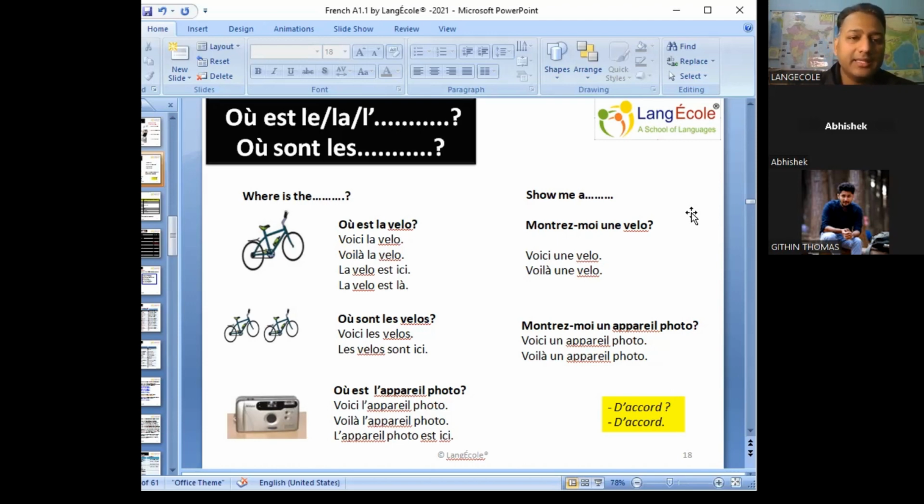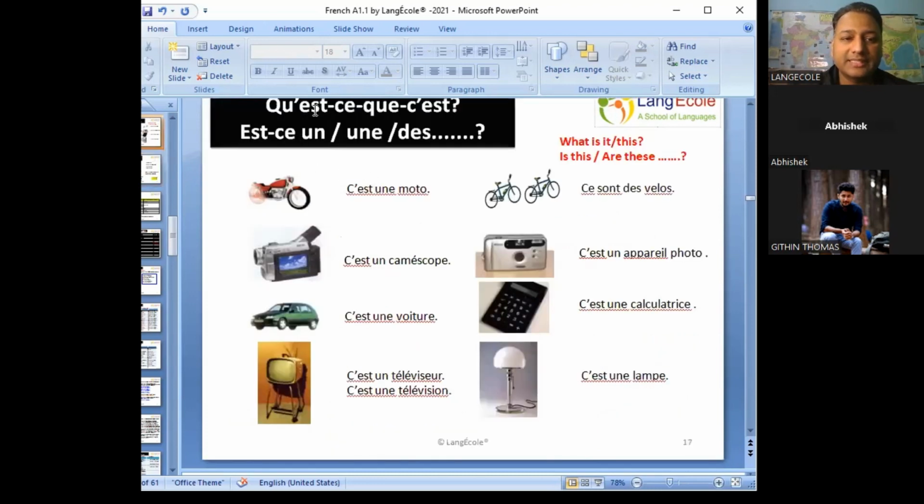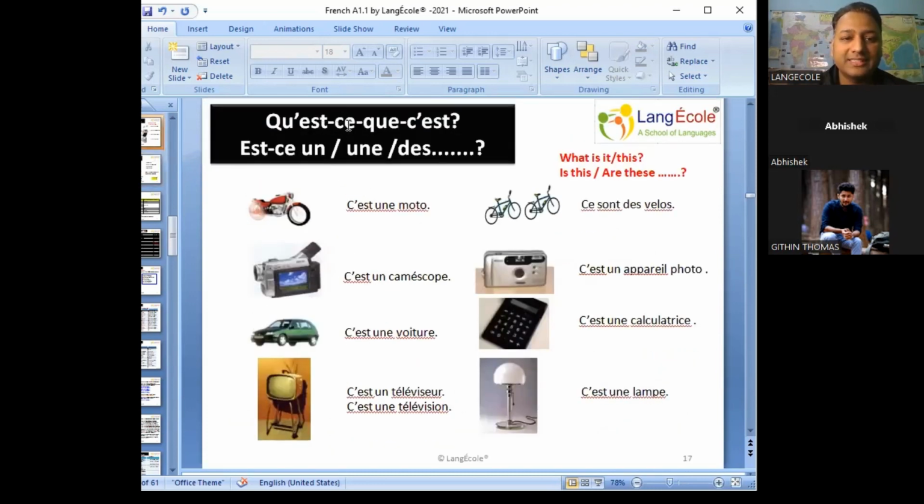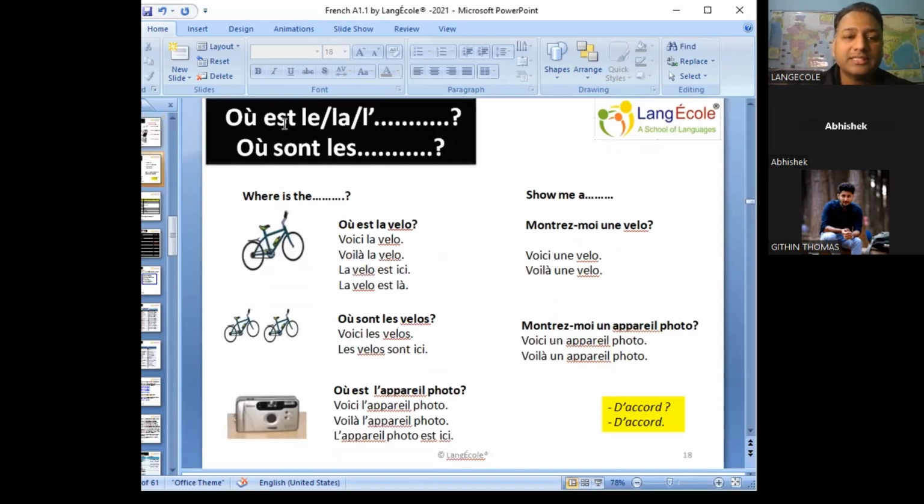And this word est and sont is basically the verb to be. Right now I'm just giving you, as we have in English is and are, so these two are is and are. In the previous slide also you have seen this. What is this, that, it is, or this is. Similarly here also, est is is and sont is are. We will learn the conjugation later on, don't worry. This is the very beginning right now. So these are again very important questions.